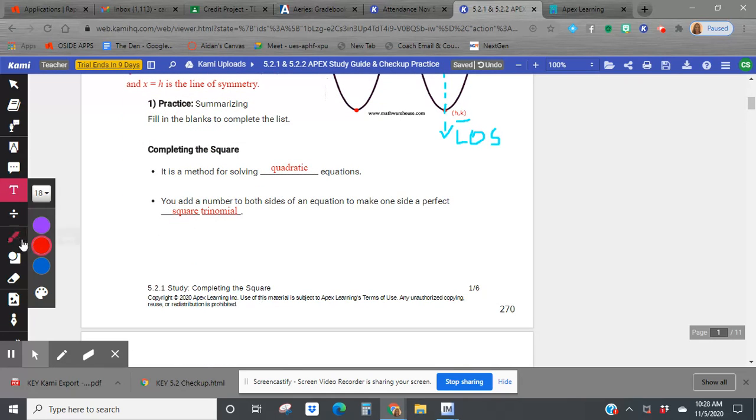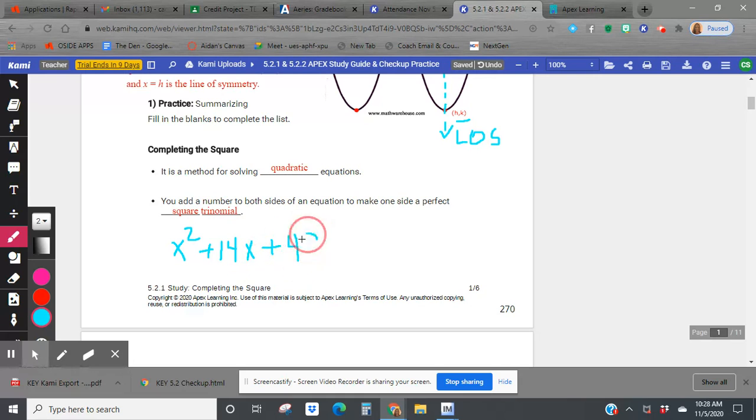And again, what is a perfect square trinomial? It's something like x squared plus 14x plus 49, where if I factored that, what times what equals 49 and adds up to that middle term of 14? 7 and 7. Oh, it's the same number because this is a perfect square trinomial. 7 squared makes 49. So we can write the factors together as (x + 7) squared. So you add a number to both sides of an equation to make one side into a perfect square trinomial.